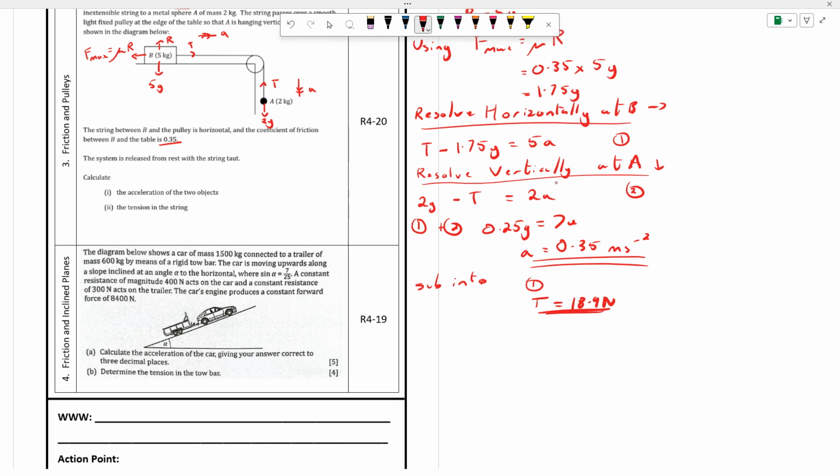So this would be part 1. This would be part 2. Now quite often this is all part of one question where it says find the acceleration and the tension, and it's all in one question. So just be careful of that.